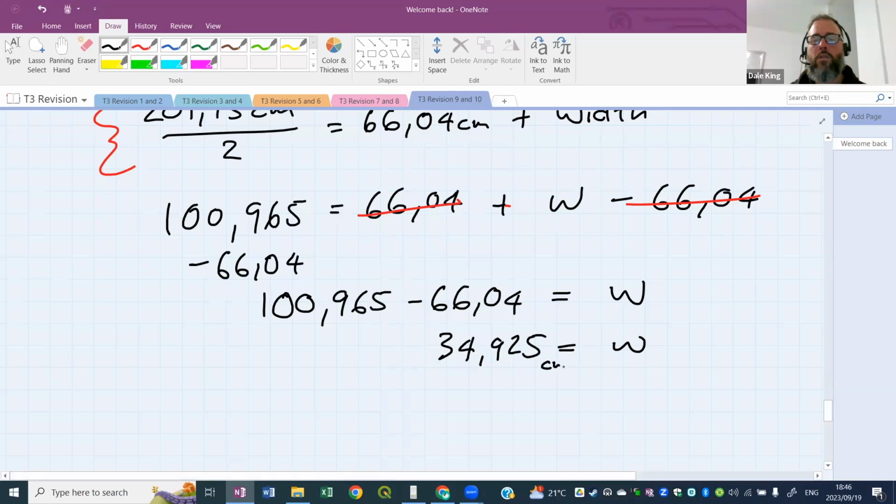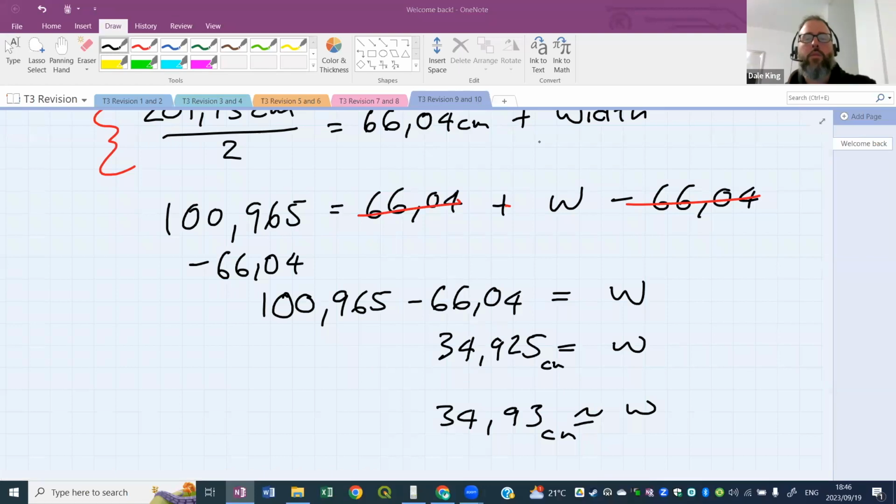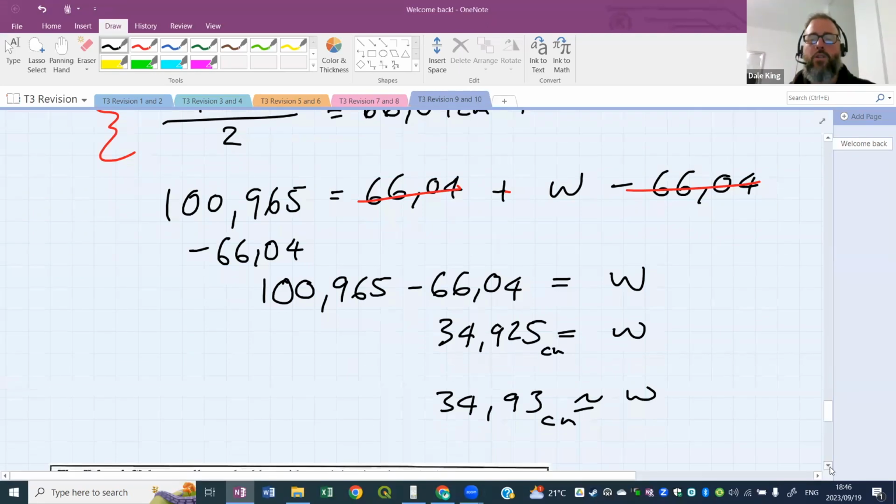34.925 centimeters. All right, and I'm going to round it off to 34.93 centimeters. You all happy with that? Please let me know if you're not happy with that. If you have any questions, let us know. Raise your hand. Use that function, raise your hand.